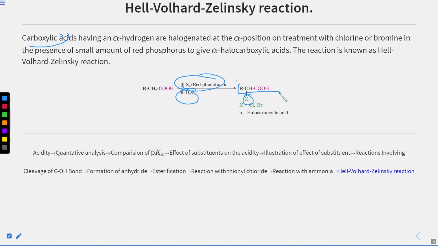Now if you try to imagine a mechanism, that would be very absurd. I would not do it in this class. You can try it yourself, but still this reaction is fun. So we react our carboxylic acid with X2 and red phosphorus and then hydrolyze it. After doing this, we will see that a halogen group is introduced at the alpha position. So this is the alpha carbon, just adjacent to the carboxylic group, and we have a halogen group attached due to the reaction with X2, red phosphorus and H2O.